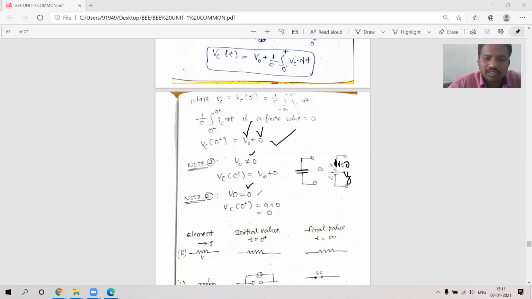Suppose V naught is equal to 0, what happens? 0 plus 0. Simply the capacitor is replaced by no voltage. No voltage means short circuit, a normal conductor. So short circuit is taking place. Initially, actually the final value is open circuit, no, but here we got short circuit, equal to 0. Let us take all the things in one table.